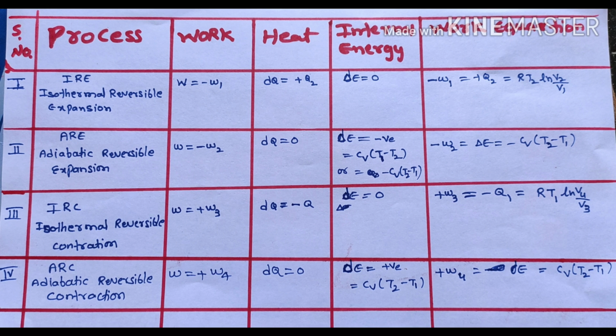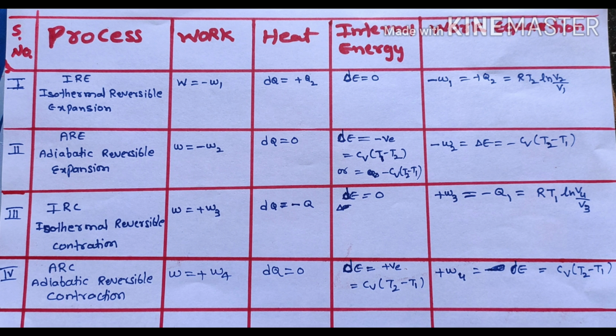The second step in the Carnot cycle is the adiabatic reversible expansion. Here also the work is done by the system, so work gets the negative symbol, so W becomes minus W2. Here, as the system does not absorb heat, the dq becomes 0, and the system does the work at the cost of the internal energy, so the internal energy gets a negative symbol. The equation for the internal energy change is minus CV into T2 minus T1. So the work done by the system in this stage is minus W2, equal to delta E, equal to minus CV into T2 minus T1.